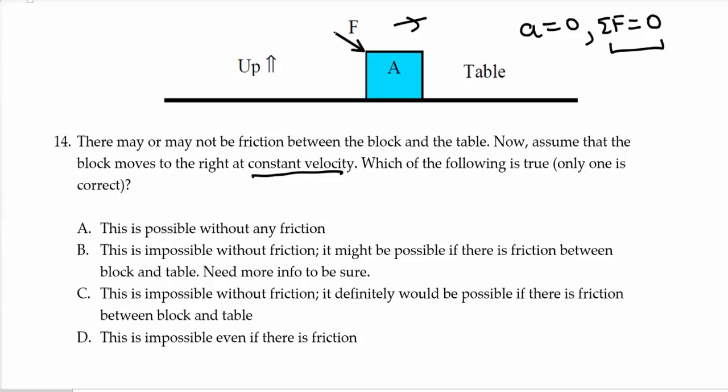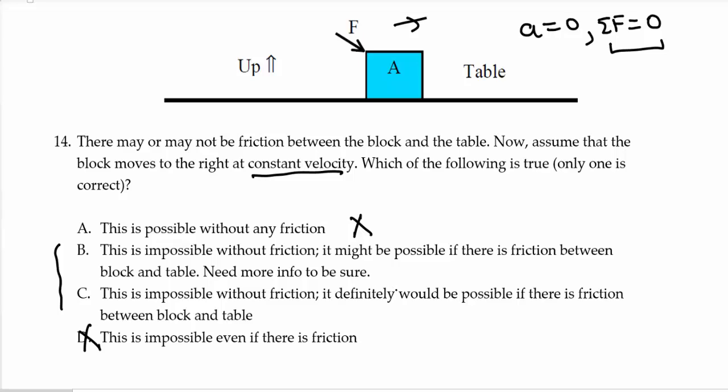What this statement is saying is the forces on the object are what? Balanced. There is a force acting forward. For it to move with a constant speed, there must be a countering force acting backward. So this is not true. This is impossible without friction. That is true. This is impossible without friction. This is not true. So the answer is between A and C. It might be possible if friction is between the block and the table. It definitely would be possible if there is friction between the block and the table. Yes, it might be possible.